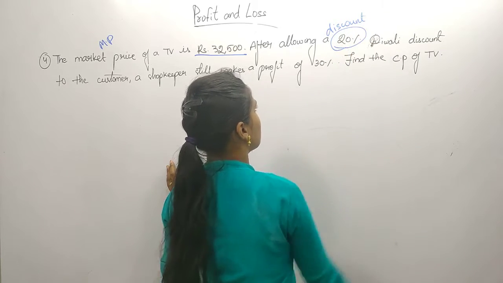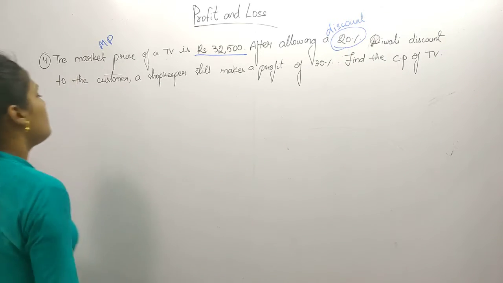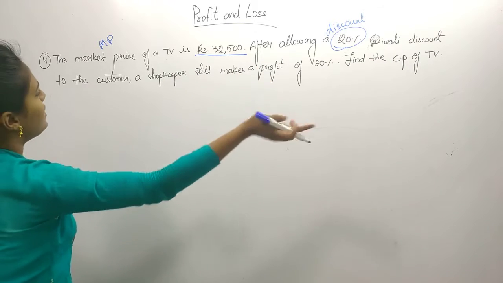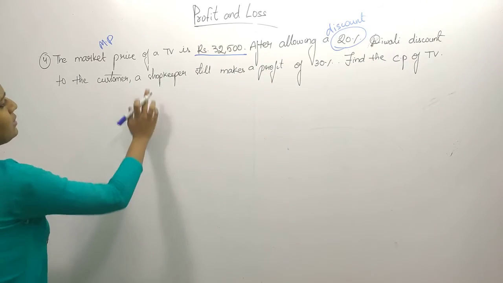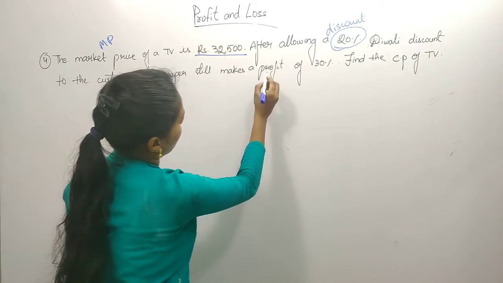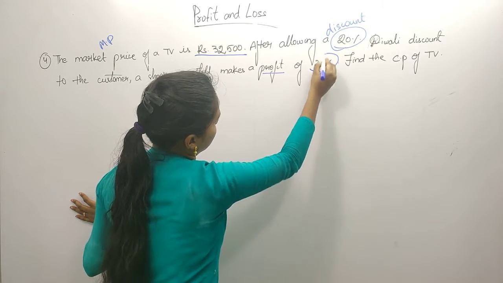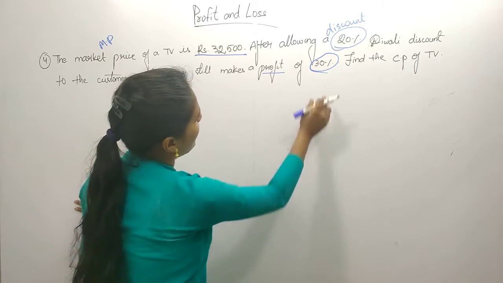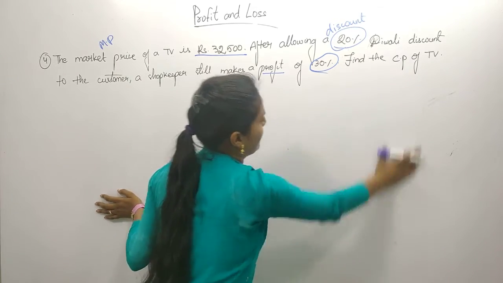20% discount is also given in the question. Then, after the 20% discount to the customer, a shopkeeper still makes a profit. Profit is also given. Profit of how much? 30%. Find the cost price of the TV.